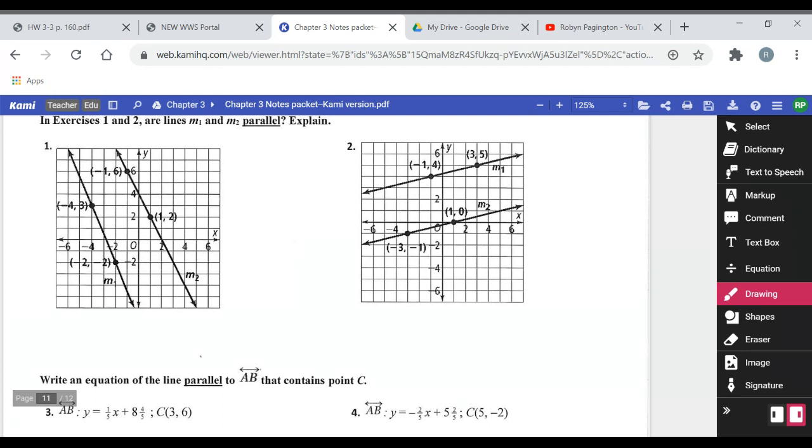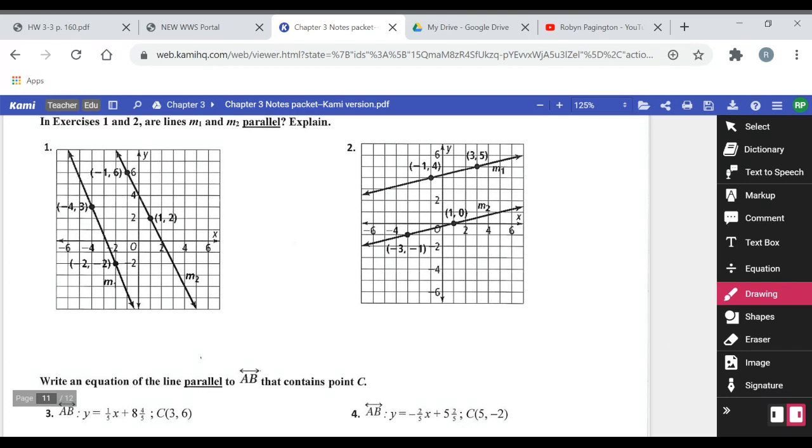All right, so on example 1, it says, in exercises 1 and 2 are lines M1 and M2 parallel, and explain. Okay, we're not going to just answer that question by looking at the lines and deciding, do they look parallel or not? We want to know for sure. So you need to find the slope, and you need to include the slope in your answer. You can either find the slope by rise over run, or you can find it by the slope formula. So I'll do one of each just to give you practice, but then you can decide which you prefer.